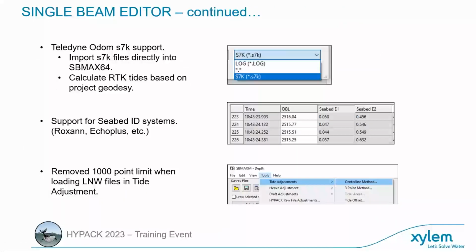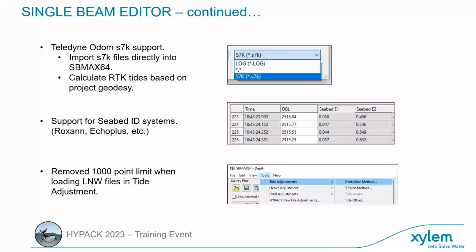And then now we can bring in the native S7K files from Teledyne directly into SB Max 64. We can calculate the RTK tides based on the product Geodesy now. And a lot of these are carryover from SB Max, the original, now to SB Max 64. We had lost the ability to bring in the seabed E1s and E2s, the IDs. So now we can bring that in again for the Roxanne, the Echo Pulse, and then remove 1000 point.